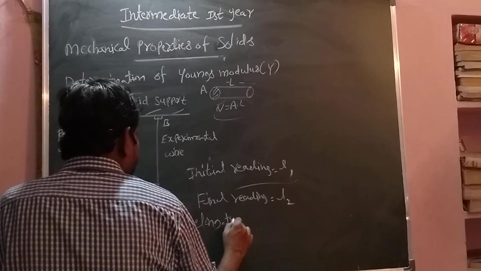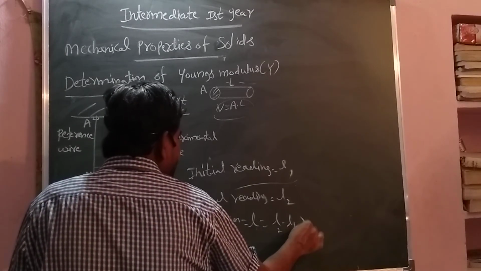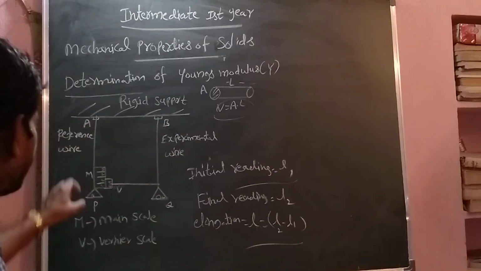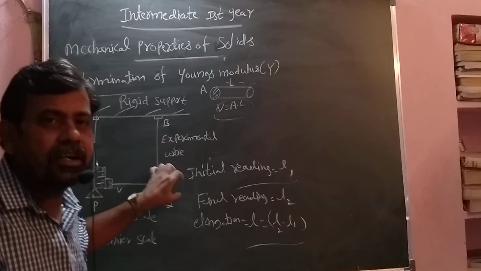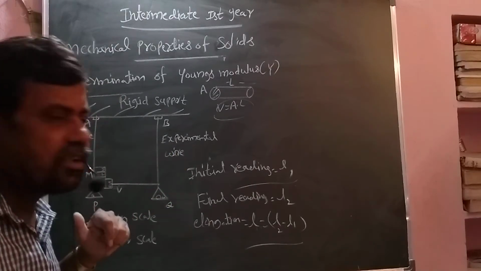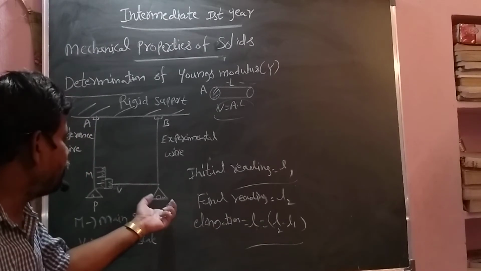That belongs to which? Here 100 grams I had introduced. Here 300 grams introduced. 300 minus 100, what? 200. So for 200 grams, what is the elongation? L2 minus L1. That is the concept. So in the Q pan how much weight and in the P pan how much weight. The difference is what? The corresponding elongation is L2 minus L1. So in that way we are finding elongation.